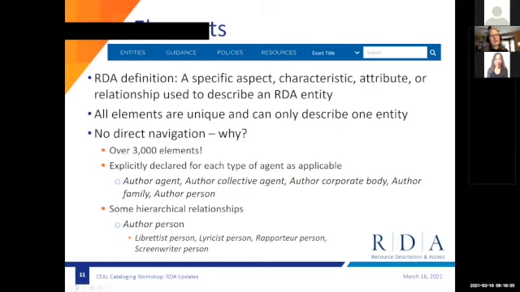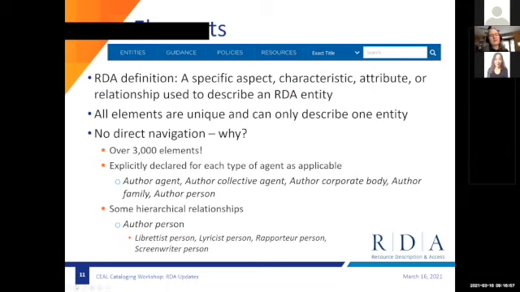Why are there so many? Well, as we worked through the 3R project, we realized we needed to explicitly declare them for each type of agent as applicable. So authors can be agents, collective agents, corporate bodies, families, or persons. So we had to create 5 elements for author.